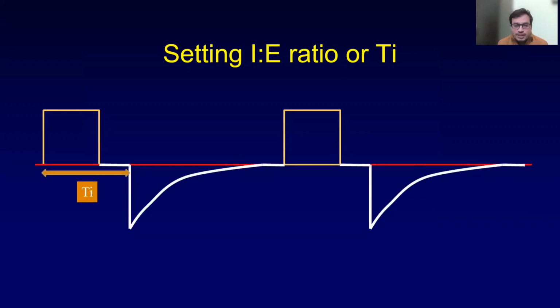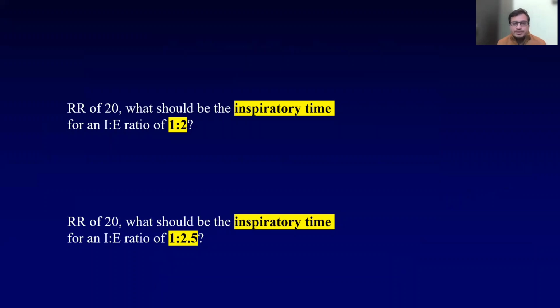Okay, in a few ventilators, you have to adjust TI and RR, and in a few ventilators, you have to adjust the I ratio straight away. How will you decide the inspiratory time? That depends on the respiratory rate. Here is one example. If you have set the respiratory rate of 20, what should be the inspiratory time when the given I ratio is 1:2?